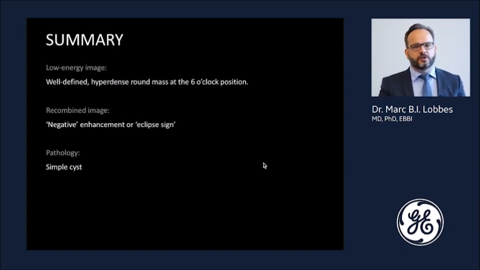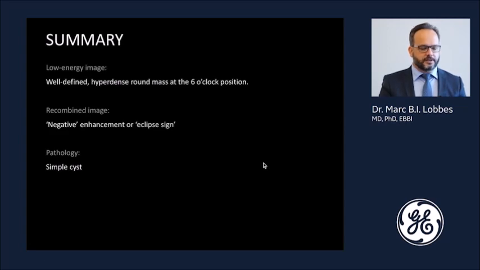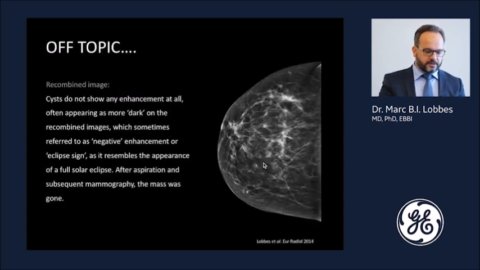So this results in a sort of a black void on the recombined images, which some people call a well-defined negative enhancement, or some people call an eclipse sign, because it resembles the appearance of a solar eclipse that we know from the skies. But this is the very typical appearance of a simple cyst, and if you see these kinds of lesions, there's no need to do a targeted ultrasound anymore to confirm that this is a cyst.